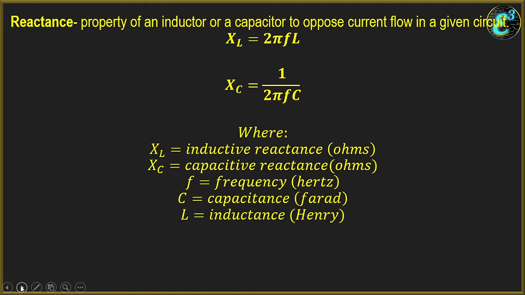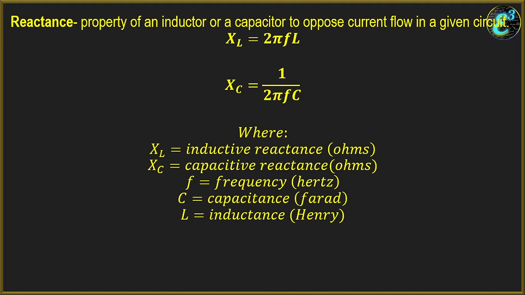Okay. Next, reactance. Reactance is the property of an inductor or capacitor to oppose the current flow in a given circuit. If we can remember, in DC we have opposition to current, which we call the resistance. But for AC, there are two: the resistance, which is caused by the resistor, and the reactance, which is the natural opposition of the inductor or the capacitor to the flow of current if the source is AC.